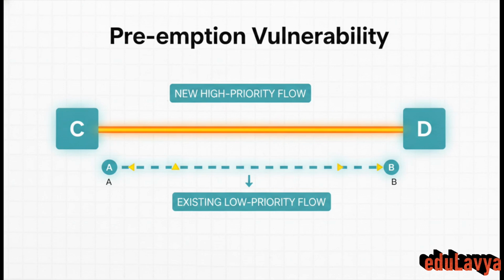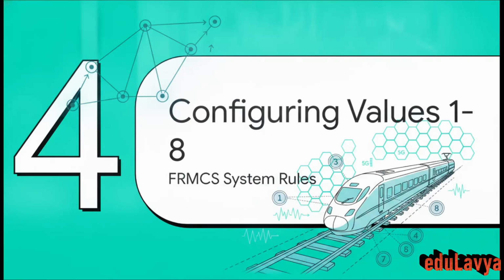Basically, it dictates whether a flow that's already running on the network can have its resources yanked away and reassigned to a newer, higher priority flow that just showed up. It's really just the flip side of the capability parameter we just talked about. Let's apply this in Section 4, configuring values 1 to 8.